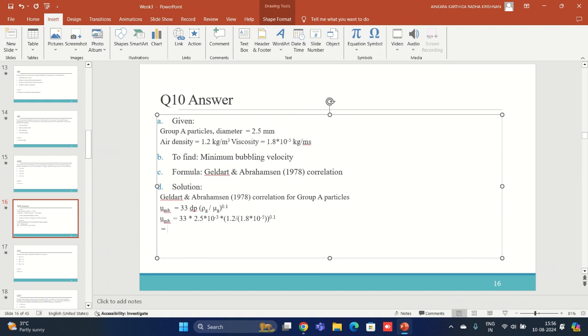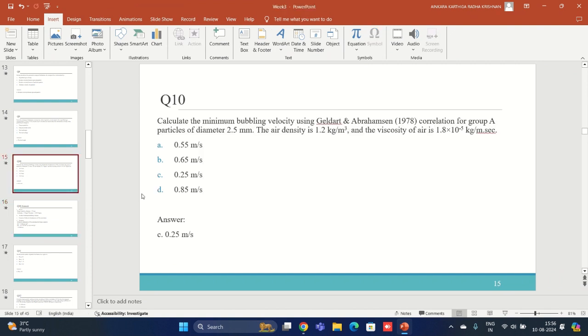First we'll find out what is in the bracket. 1.2 divided by 1.8 into 10 power minus 5, to the power of 0.1, and equal to 2.5 into 33 into 10 power minus 3. Answer is 0.2505, and it is in meter per second. So we have found the answer rightly as 0.25 meter per second. So option C is the right answer.